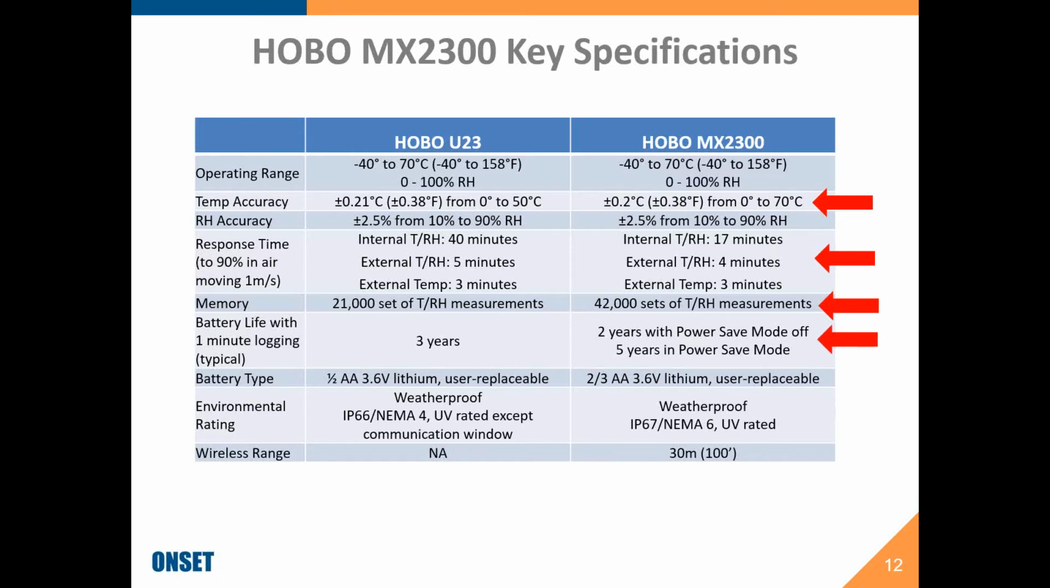Now, battery life, a little bit down in one way, a little bit up in the other. The U23s had a 3-year battery life. If you don't turn on power saving mode, and I'll talk a little bit more about power saving mode in a couple slides, you'll get a 2-year battery life, and then you can replace the batteries after that as needed. But if you turn power saving mode on, then you get a 5-year battery life, and that just means you have to push a button on the logger to offload the data. So it's a little less convenient, but it does give you the longer battery life.